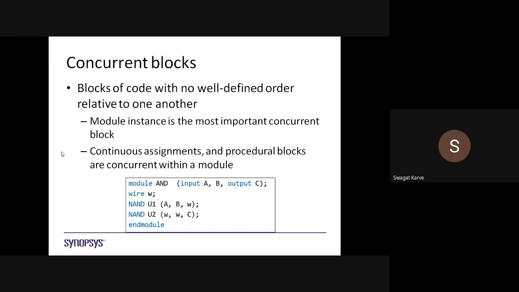Now you can see the following example. Again, in these concurrent blocks, the module instance is the most important concurrent block. The first thing that we are defining, the module header, is one of the most important concurrent blocks. Then continuous assignment and procedural blocks are concurrent within a module. That means this first module is a concurrent block. In that module, there are some continuous assignment statements and some procedural blocks. These come under these concurrent blocks, and this module is nothing but a concurrent block statement.